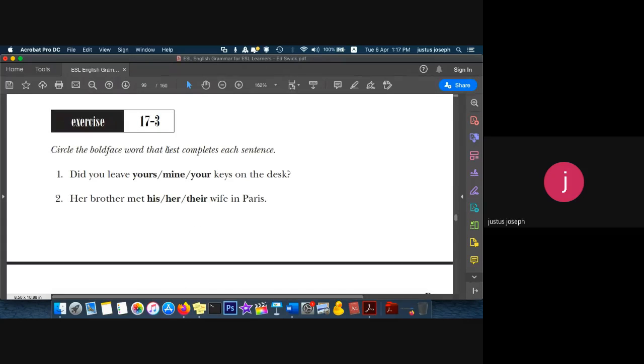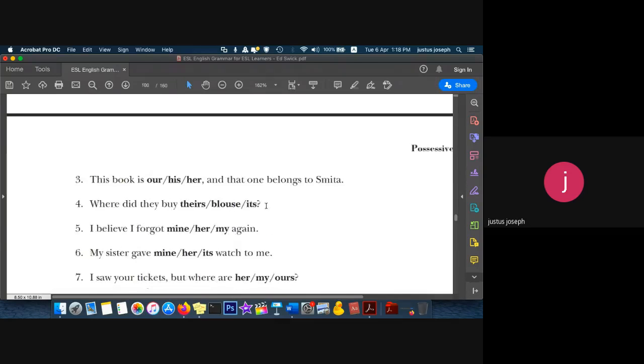Circle the bold-faced word that best completes each sentence. Did you leave yours, mine, your keys on the desk? Which one is the best word to be used here? Your keys on the desk. Okay. Her brother met... Which one is the best word to put here? His wife in Paris. Okay.